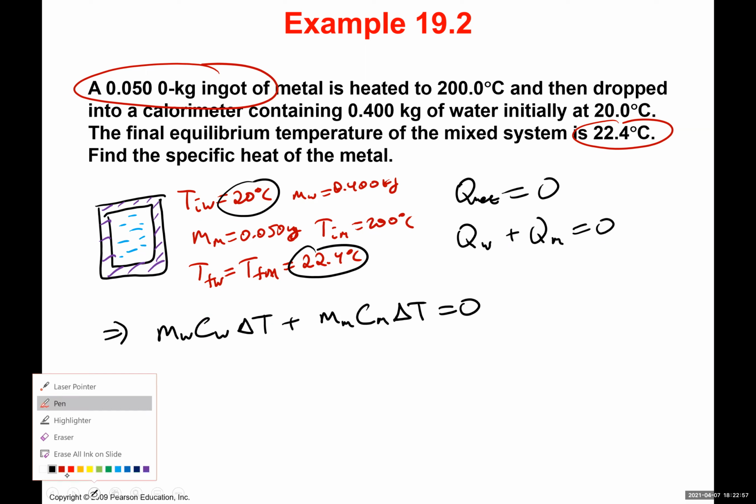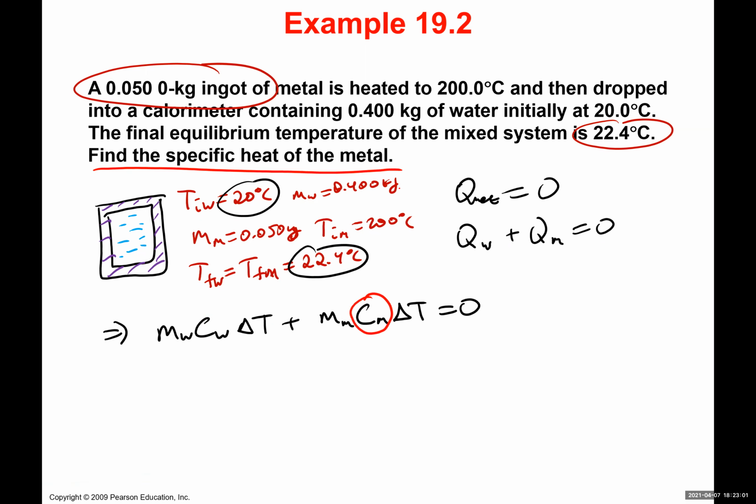And my goal in this problem is to find the specific heat of the metal. That's the quantity that I want to find. Now, what I can do from here is isolate this: mass of metal times specific heat of metal times delta T is equal to negative mass of water times specific heat of water times delta T. This one is for the metal, this one is for the water.